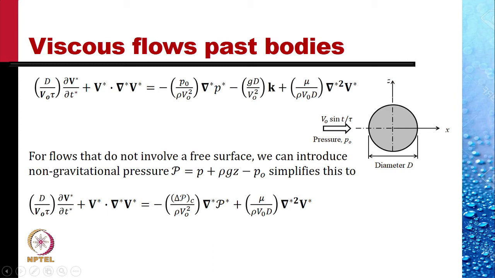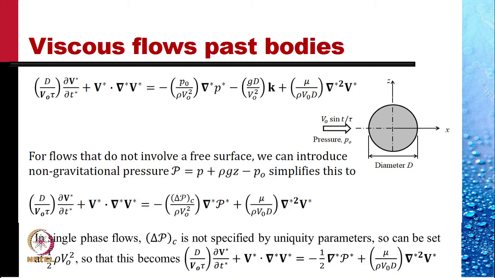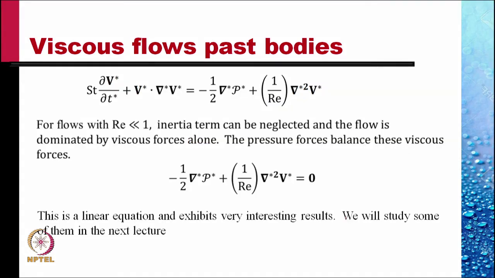Here we use delta Pc as the characteristic pressure difference. In single phase flow, where cavitation is not involved, delta Pc is not specified by the given parameters because there is only one pressure specified. So we can set delta Pc equal to 1/2 rho V naught squared arbitrarily. So that the equation now has an inertial term which is of order 1, a pressure term with a coefficient 1/2 in front of it, and a viscous term. The first coefficient is recognized as the Strouhal number, and the last coefficient is 1 over Reynolds number.